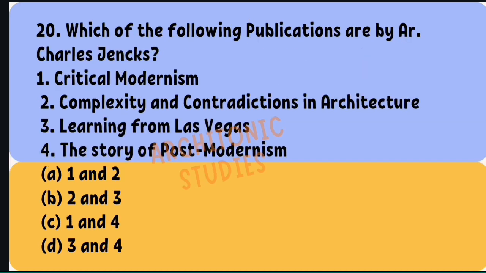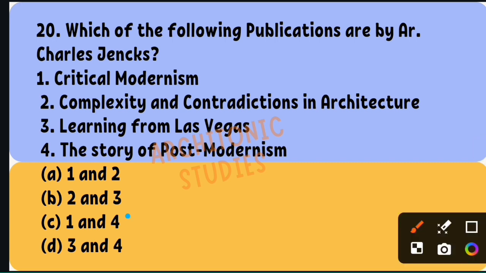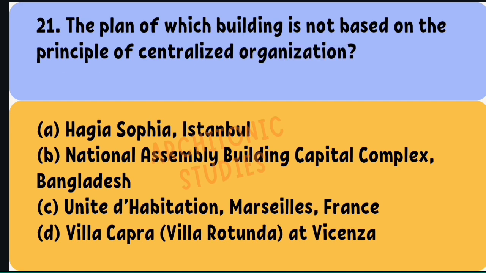Which of the following publications are by A.R. Charles Jencks? 1. Critical Modernism, 2. Complexity and Contradiction in Architecture, 3. Learning from Las Vegas, 4. The Story of Postmodernism. Options: 1 and 2, 2 and 3, 1 and 4, 3 and 4. And the answer is C, 1 and 4. Move on to the next question.